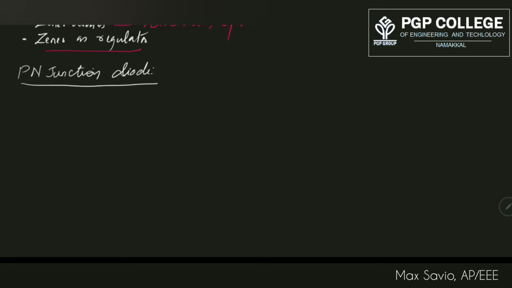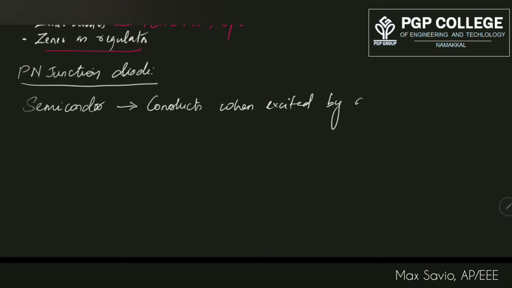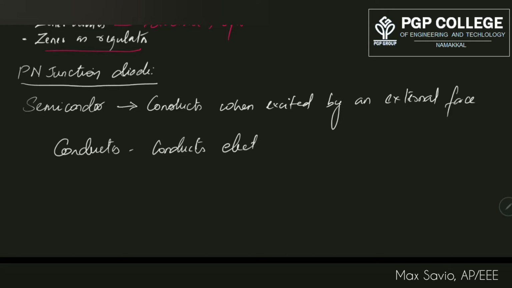Before going to the basic structure, I'll just explain what a semiconductor is. A semiconductor, as the name says, conducts when excited by an external force, or supply, or voltage. Usually you know what a conductor is. A conductor conducts electricity whenever there is a voltage drop.